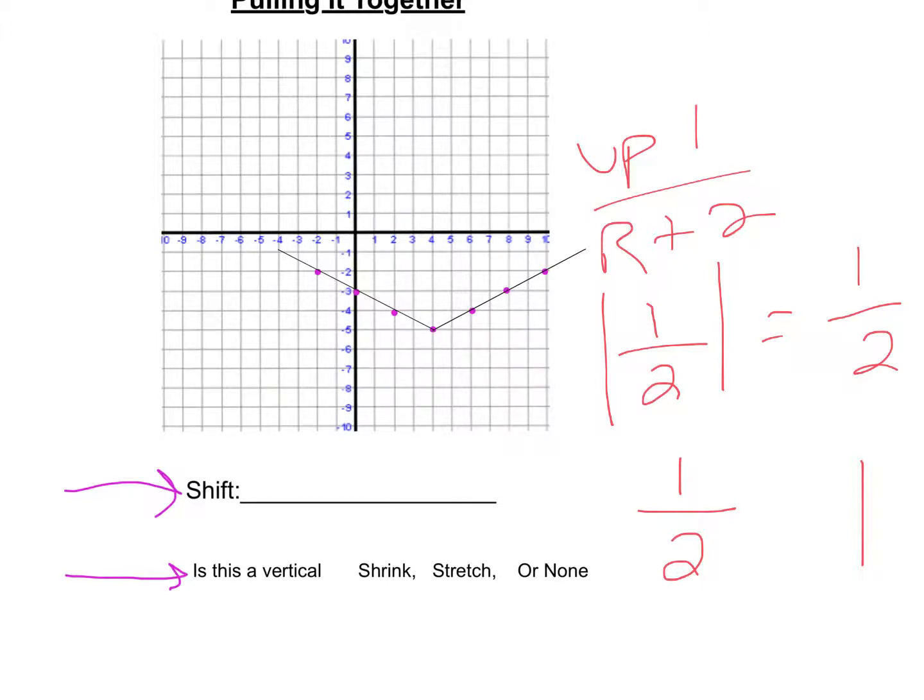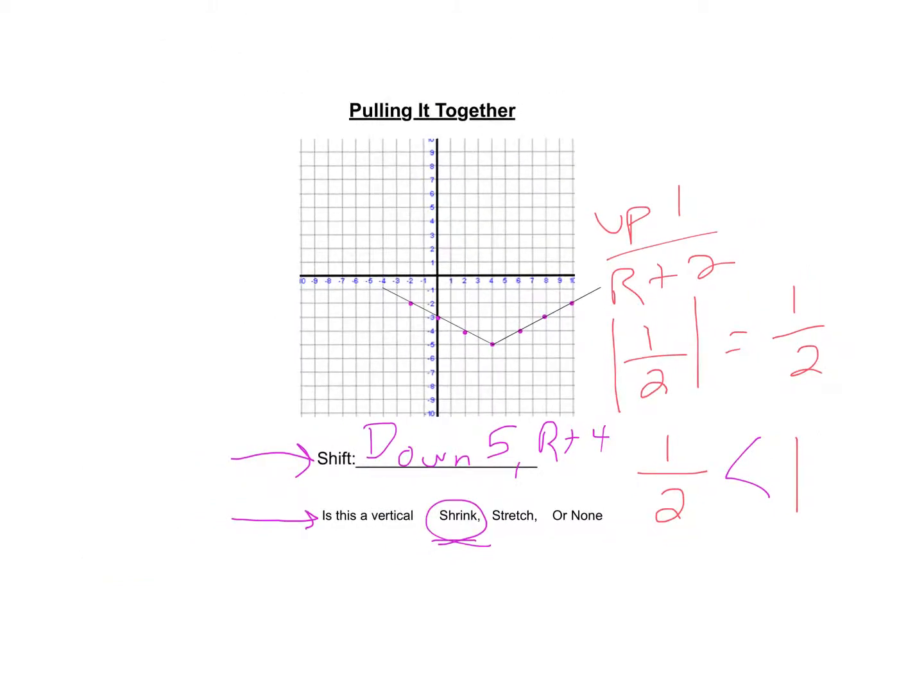It's smaller than 1, so it's less than. So which one of these things represents small? A shrink. Very good. And let me fix this. We went down 5, to the right 4. And there we go. There's that one.